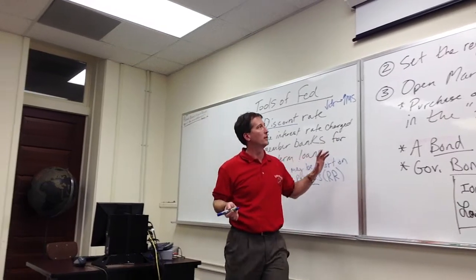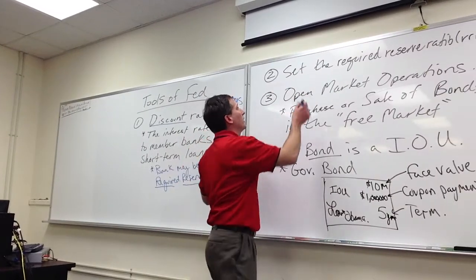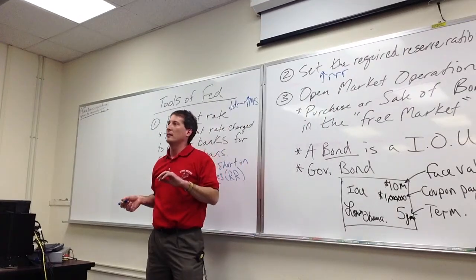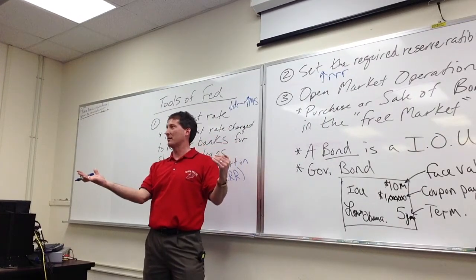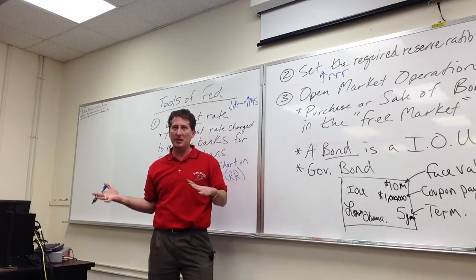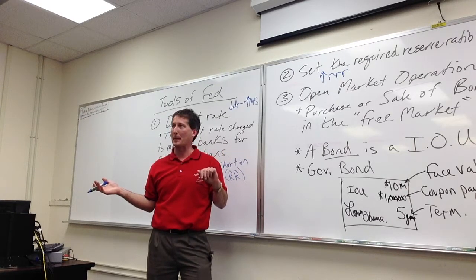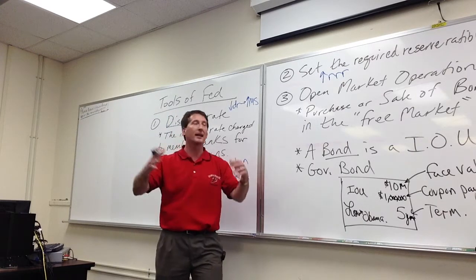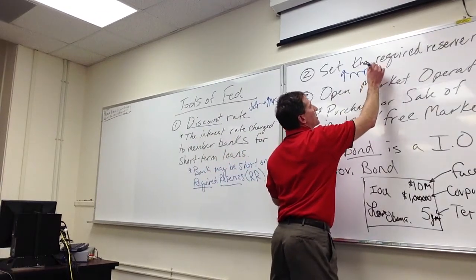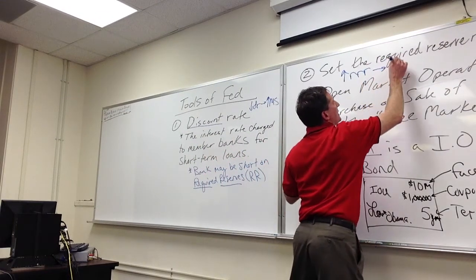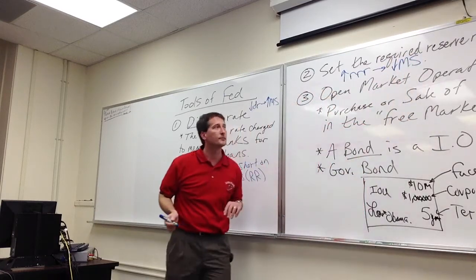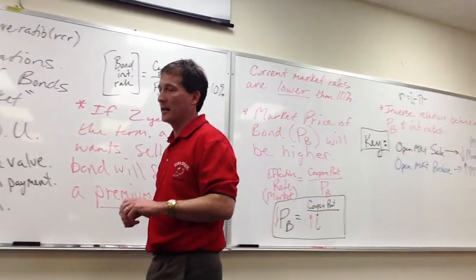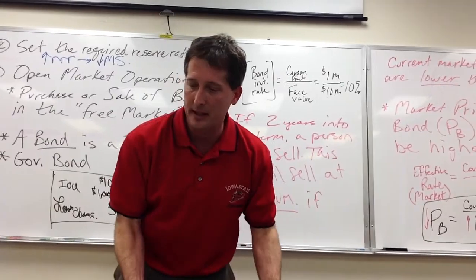and vice versa. The required reserve ratio. If the Fed increases the required reserve ratio from 10% to 20%, will that increase or decrease the money supply? Decrease it, right? So more of the money is held back and not loaned out. So an increase in the required reserve ratio would lead to a decrease in the money supply. All right, so these are the tools that the Fed has to alter the supply of money.